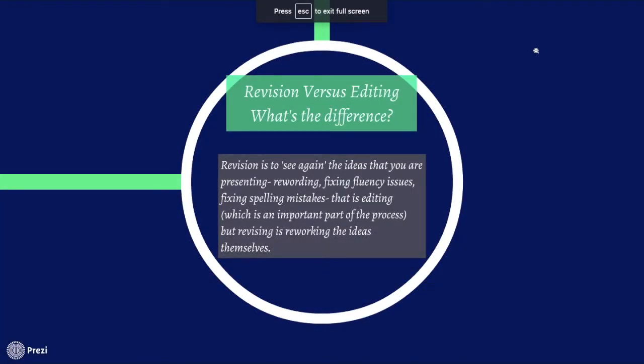All right, so if we're looking at revision versus editing, I get a lot of questions about what is the difference between the two. Editing is rewording, fixing fluency issues, fixing spelling mistakes. Revision is rethinking and reworking the ideas themselves, identifying what our main goal is and whether or not we've reached that goal. The rest of it, the sentence fragments, the misspelled words, the capitalization, spelling, etc., all of that is editing.